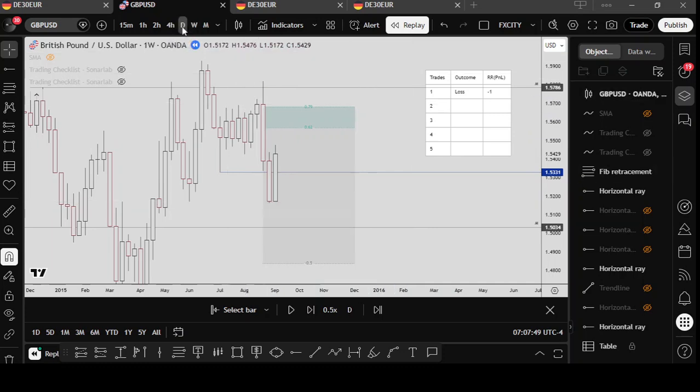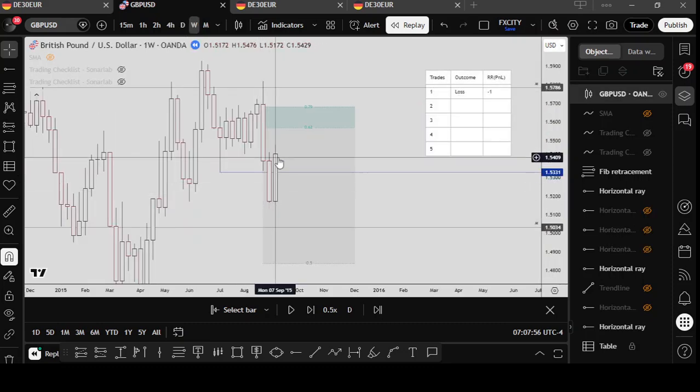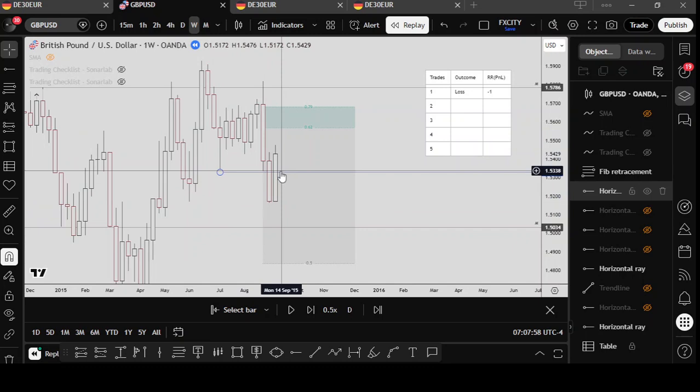So going into the daily for the new week, I'm also seeing a strong engulfing on the weekly here as well. So a strong engulfing here. Can we get a low pre-break setup here to continue that buy to the upside?